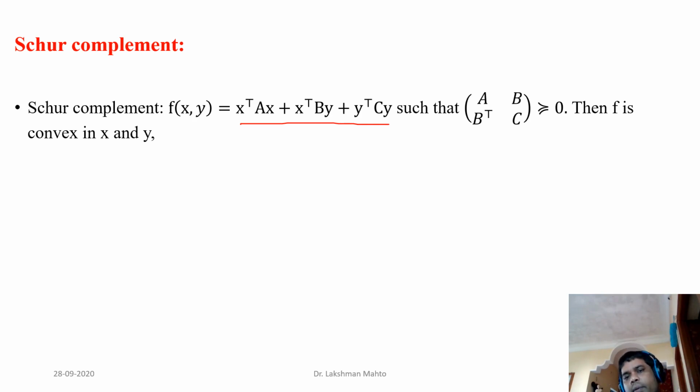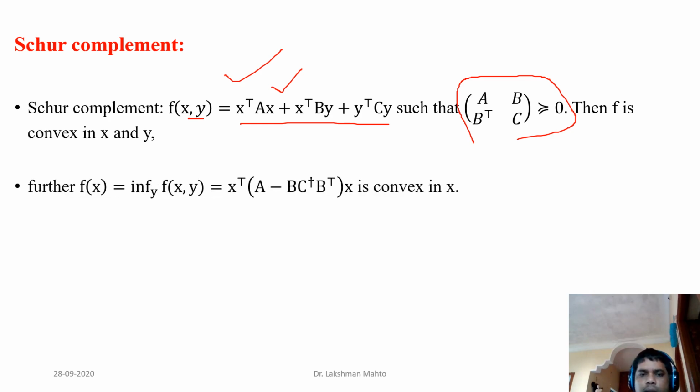There is something more. If you take this generalized kind of quadratic function, the variable has been segregated into two blocks, an x block and a y block. If you do partial minimization of this function either with respect to x or with respect to y, under this condition we know that this function would be a convex function. The resultant function would be x transpose A minus B C dagger B transpose x. C dagger is the pseudo inverse of C.